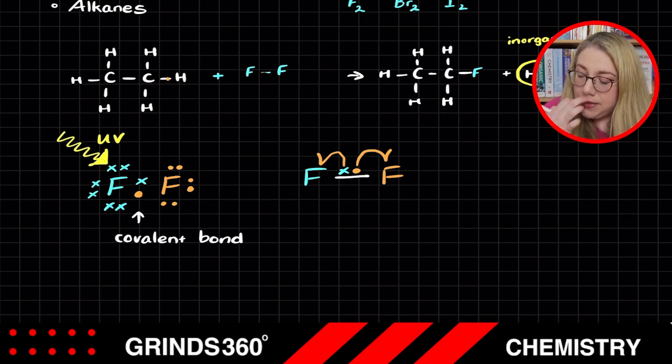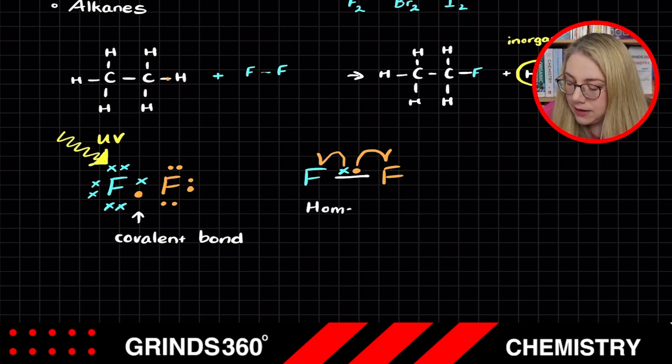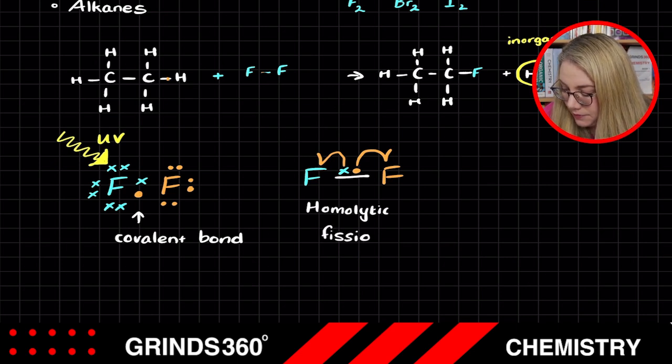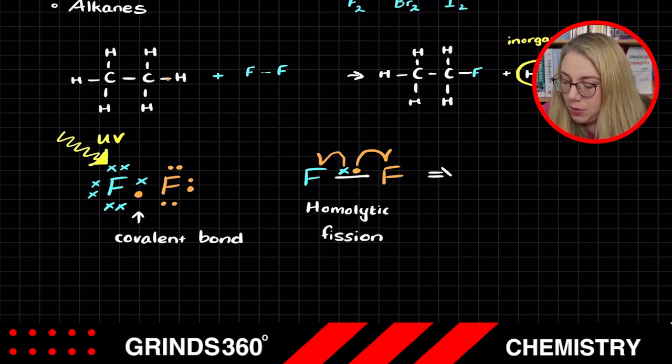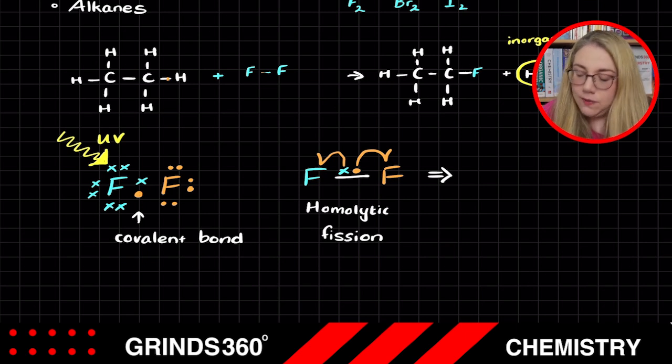Now, that type of bond breaking, where when your bond breaks, one electron goes to each atom in the bond, this is called homolytic fission. And this is needed to break the bond between the 2 fluorine atoms. But when that bond breaks, you form something called a free radical.